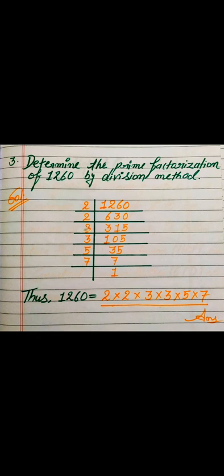Then we will see its last digit is 0. It means it is divisible by 2. When we divide 1260 by 2, we will get 630 as a quotient. So we will write this quotient over here.